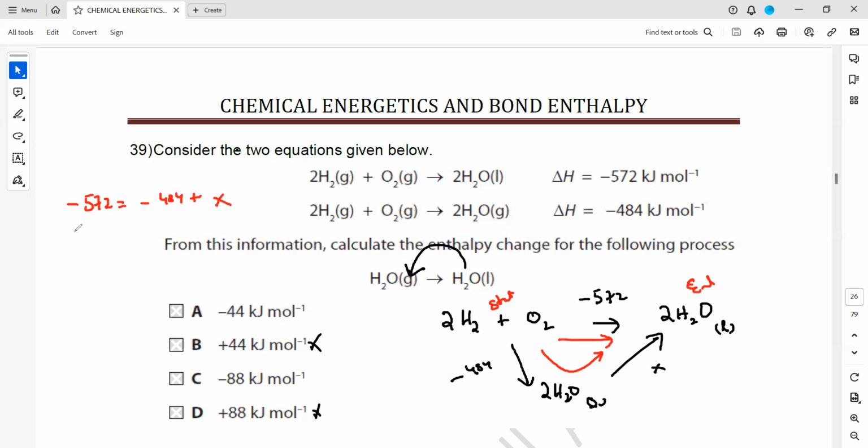We need x, so this will go to the other side: minus 572 plus 484. So this will give us the value for x. Because it should be exothermic, why should it be exothermic? Because as you can see, the gas is turning into liquid. So that equals minus 88 kilojoules per mole. So C should be the right answer.